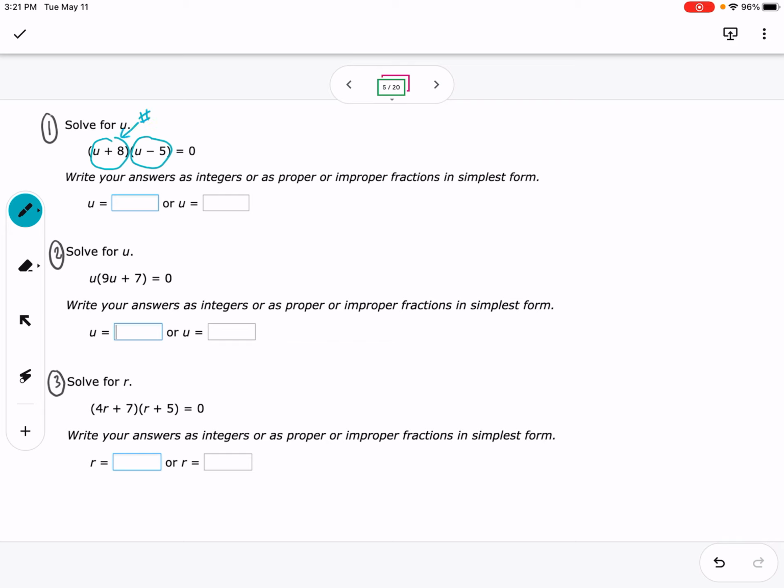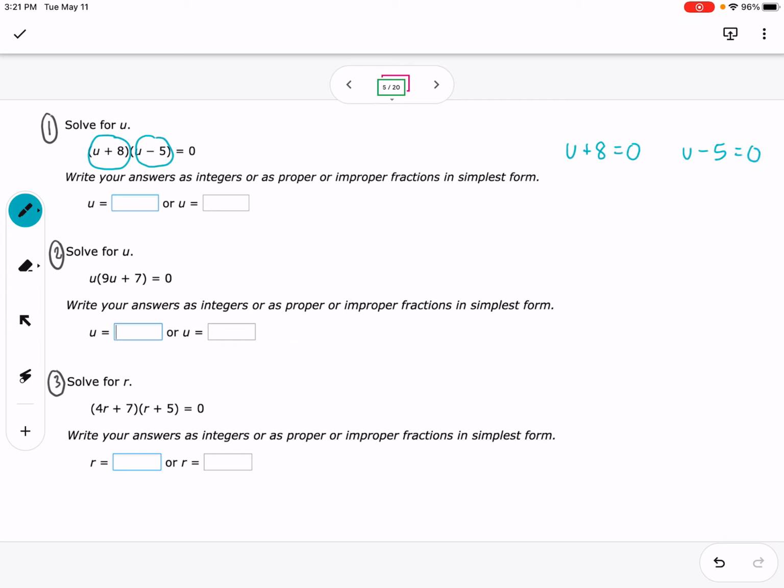Now, do we know what the number is? No, we don't, because u can be anything. But we want to know what this number has to be in order for it, when I multiply it with this number, to equal 0. Well, one of these numbers has to be 0. That's the only way we multiply and get 0, by multiplying by 0. So either this equals 0 or this equals 0. So either u plus 8 equals 0 or u minus 5 equals 0.